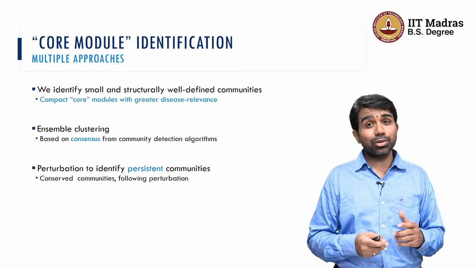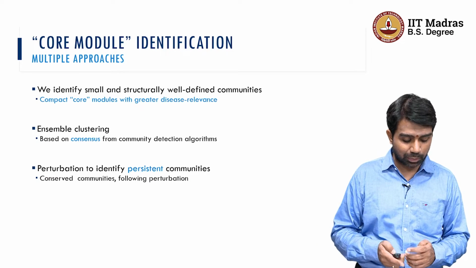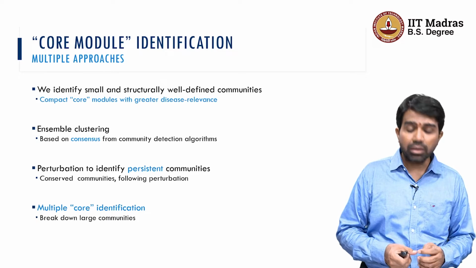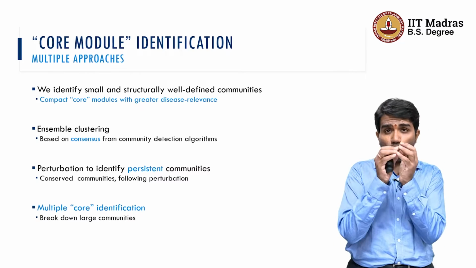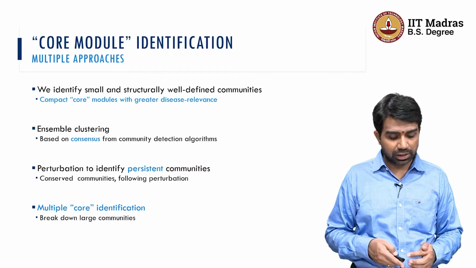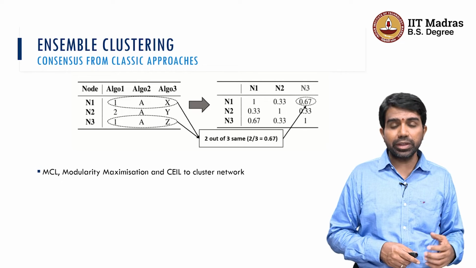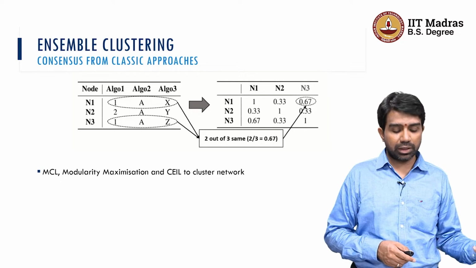And then we also tried to do perturbation to identify persistent communities. This was a very interesting approach. I will talk about this in greater detail. And trying to identify multiple core modules by taking a large module and breaking it down based on various metrics. So first thing is ensemble clustering. So how do we take consensus from other approaches?